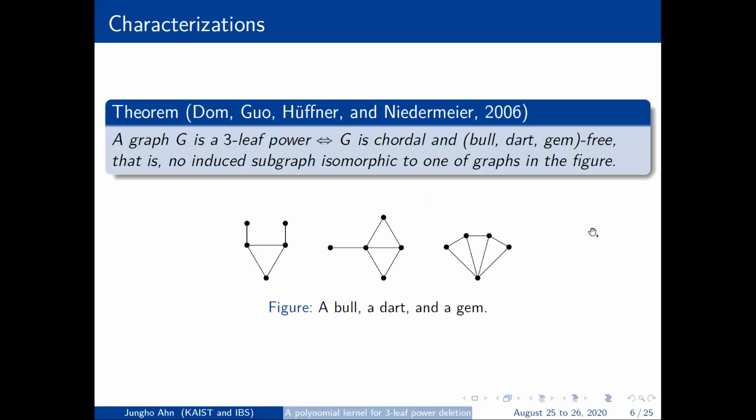In structural graph theory, leaf powers were already studied in many works. In 2006, Dom et al. showed that a graph G is a leaf power if and only if it is chordal and Bull-Dart-Gem-free, meaning that it has no induced subgraph isomorphic to one of the graphs in the figure. So here, this graph is a bull, this is called a dart, and this is called a gem.